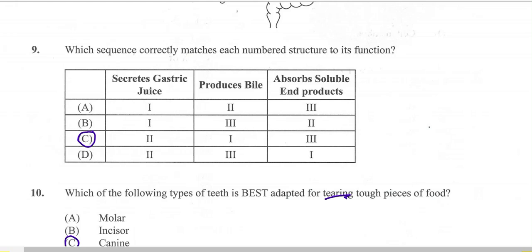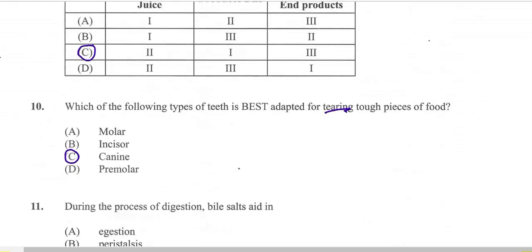Alright? So we move on to question number 10. Which of the following types of teeth is best adapted for tearing tough pieces of food? The operative word here is tearing. So we move to the canine as if it were for a dog or a crocodile, with that type of teeth that is well suited for tearing.